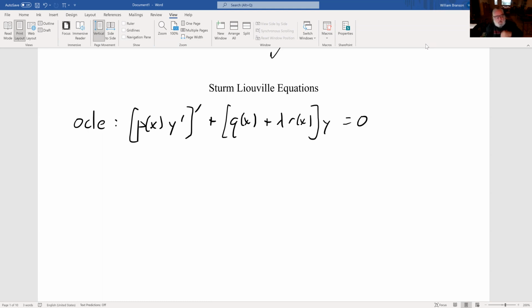It's a second order ordinary differential equation. Domain: x is our independent variable, so we want x to be between two numbers a and b, and lambda is a real number to be determined later.